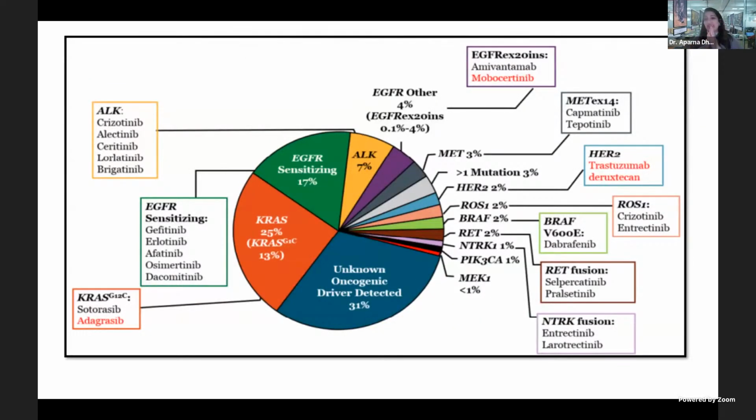And I think this pie chart best summarizes my talk. Around 50% of our patients with advanced NSCLC have a driver mutation that's targetable with an FDA-approved agent or something that's in a clinical trial, that's here in red.